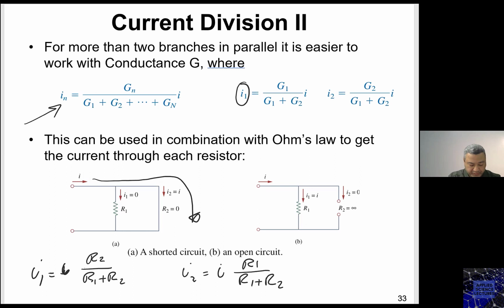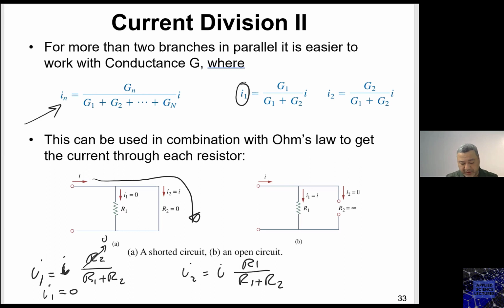Now here, if R2 is 0, then I1 is 0. Why? Because all the current is going to go through the zero resistance path. No current is going to go through any other resistors in parallel, and that's why, when the zero resistance is connected in parallel with R1, we say R1 is shorted out. R1 has been shorted out by R2 equals 0.